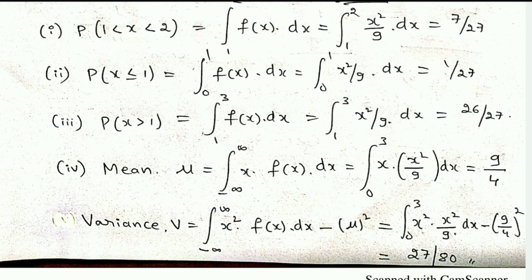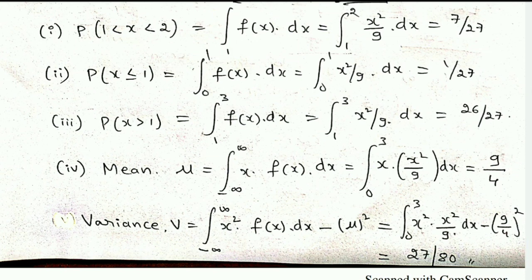Next, mean. Write down the formula first. Minus infinity to plus infinity, x into f of x into dx. But here the function exists only from 0 to 3. So the integration becomes 0 to 3, x into f of x, which is kx square, but k is 1 by 9. So x square by 9 into dx. So you get x cube by 9. Integrate, simplify, you get the answer as 9 by 4.